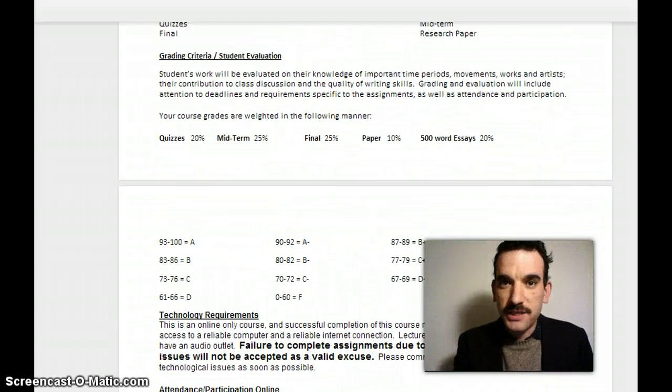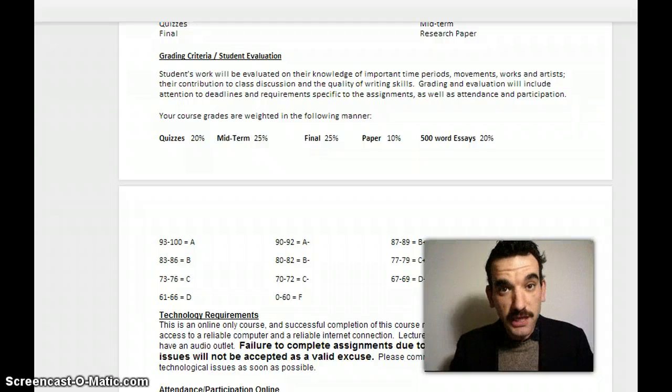The grading breakdown is pretty simple. I'm giving you a series of 6 quizzes over the course of the term. Your lowest quiz grade will be dropped, or if you miss or fail to complete a quiz, that grade will be dropped. And then I take the 5 remaining and total those out to being worth 20 points, or 20% of your final grade. The midterm is a quarter of your grade, the final another quarter. We have a research paper, which is going to be 10%, and then a string of 500-word essays are going to total up to be 20 points, or 20% of your grade.